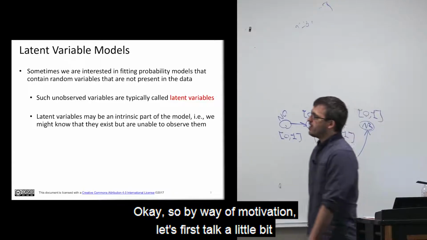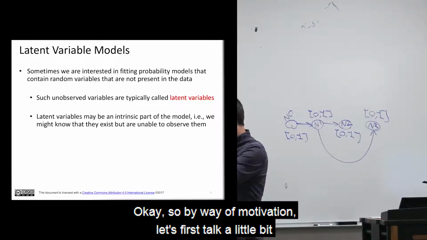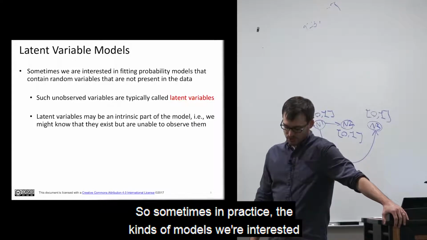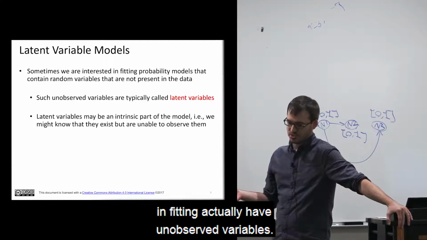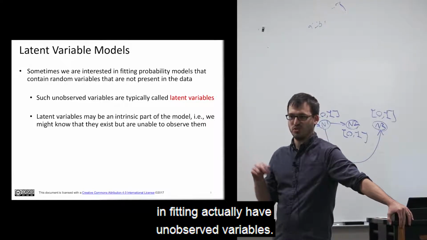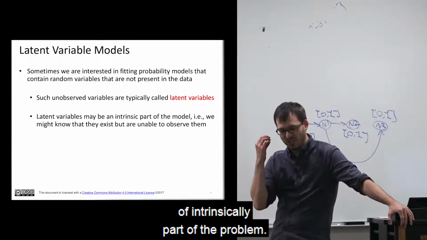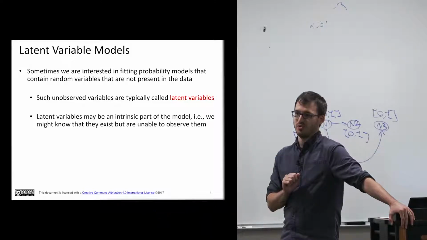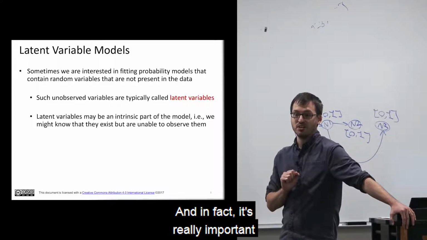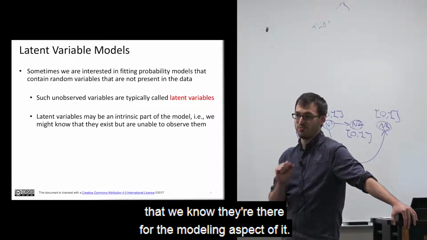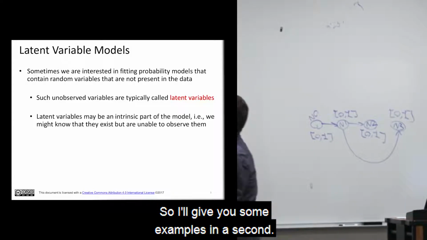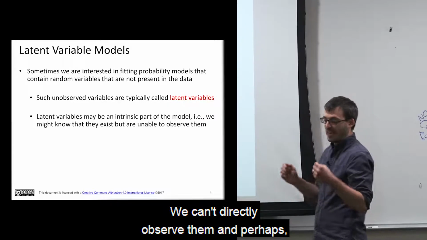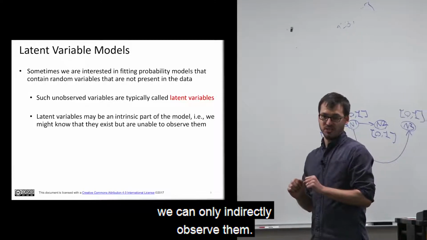Okay, so by way of motivation, let's first talk a little bit about what I mean by a latent variable graphical model, or a probabilistic model. Sometimes in practice, the kinds of models we're interested in fitting actually have unobserved variables, and those unobserved variables are intrinsically part of the problem. We never get to see their values, so we call them latent variables, but we know they're there. And in fact, it's really important that we know they're there for the modeling aspect of it. I'll give some examples in a second. But the key part about latent variables is they are there. We can't directly observe them. Perhaps we can only indirectly observe them.